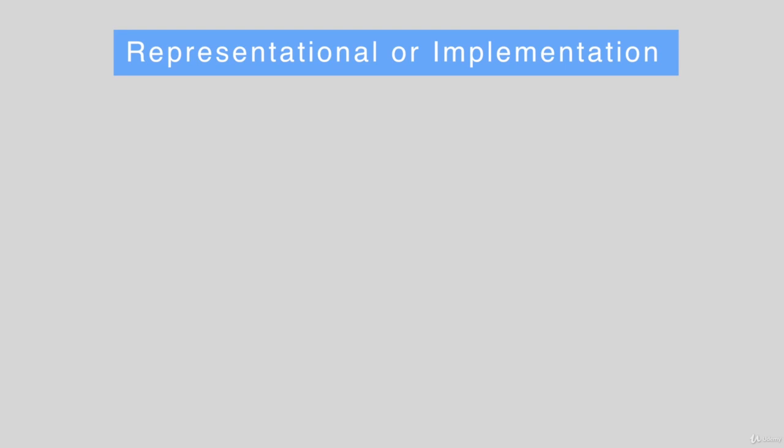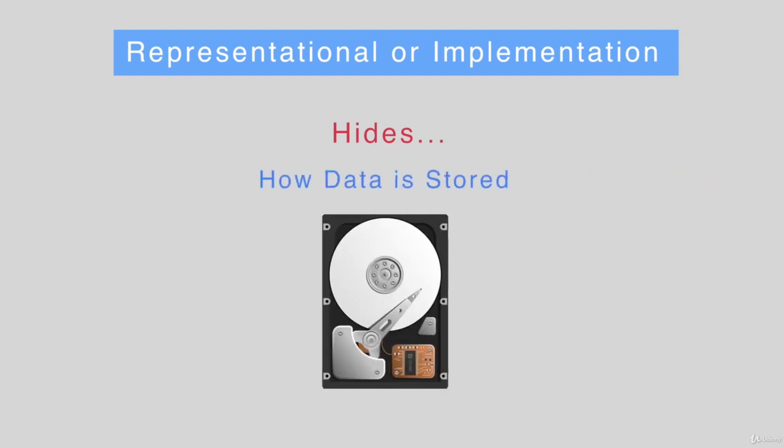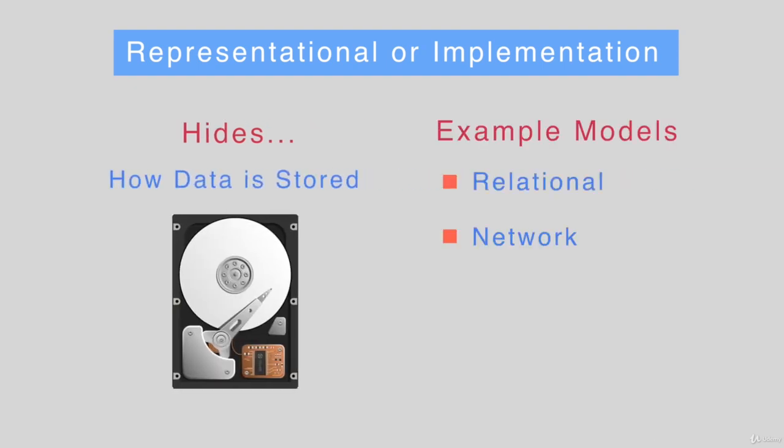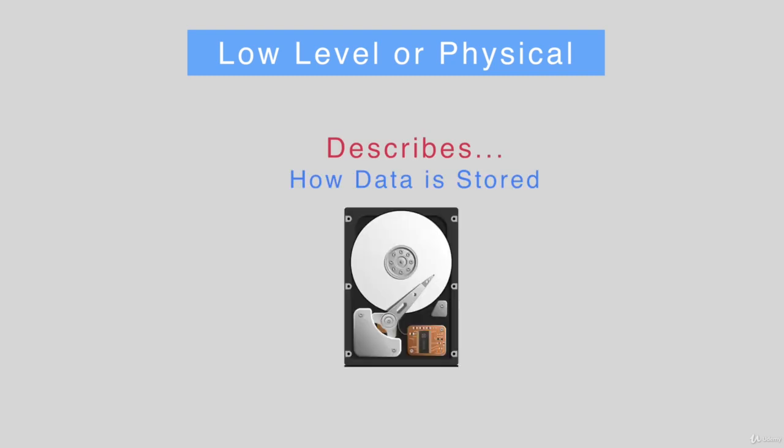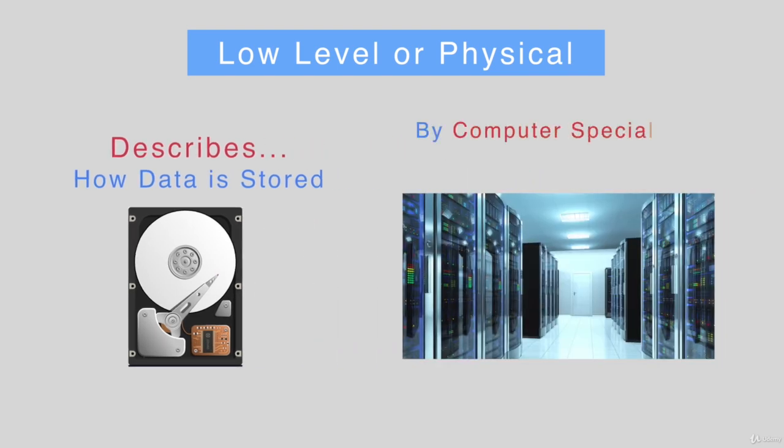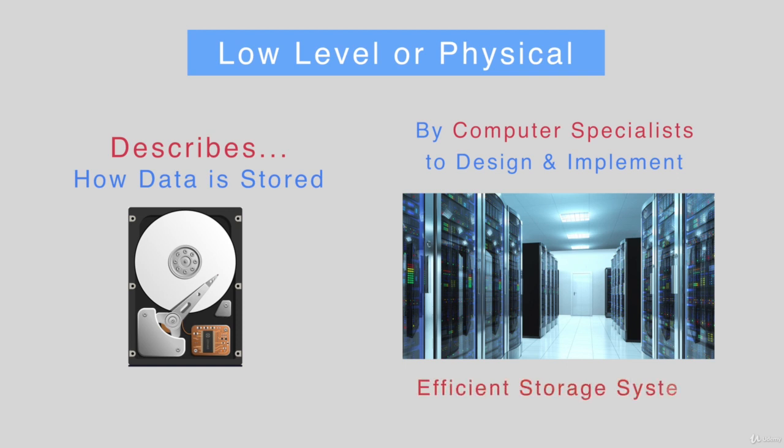Representational or implementation data model. It is easy to understand but hides many details regarding how data is stored on the disk. Relational, network, hierarchical, and object data models are examples of this model. Low-level or physical data model. It describes how data is stored in the computer storage. These low-level data model concepts are generally used by computer specialists to design and implement efficient storage systems.